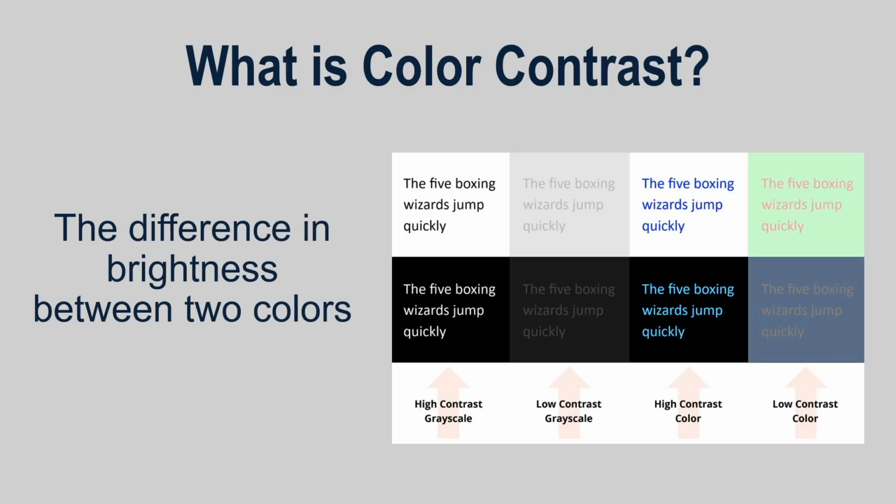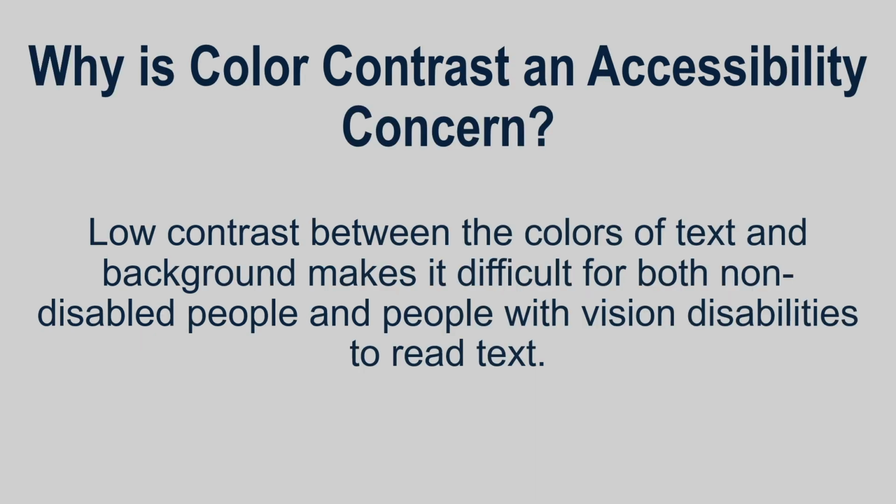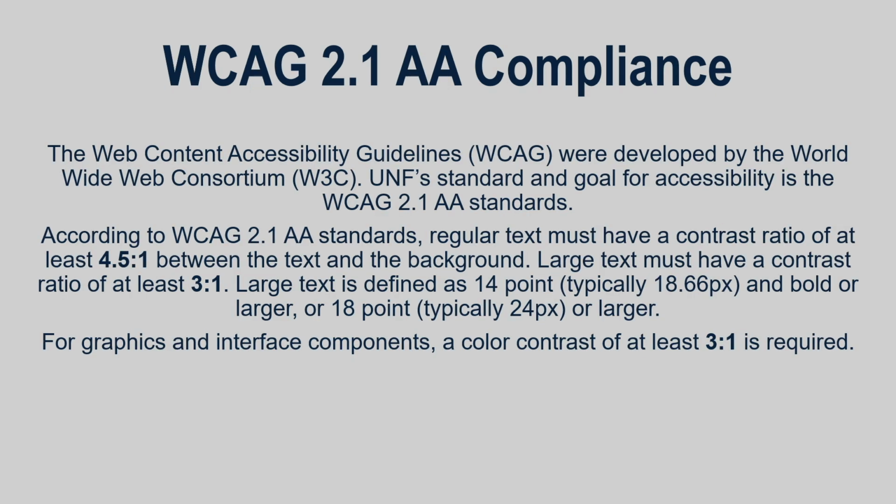Color contrast is the difference in brightness between two colors. As you can see in this image, we have an example of high contrast grayscale, low contrast grayscale, high contrast colors, and low contrast colors. So why is color contrast an accessibility concern? Low contrast between the colors of text and background makes it difficult for both non-disabled people and people with vision disabilities to read text. The Web Content Accessibility Guidelines, or WCAG, were developed by the World Wide Web Consortium, W3C.